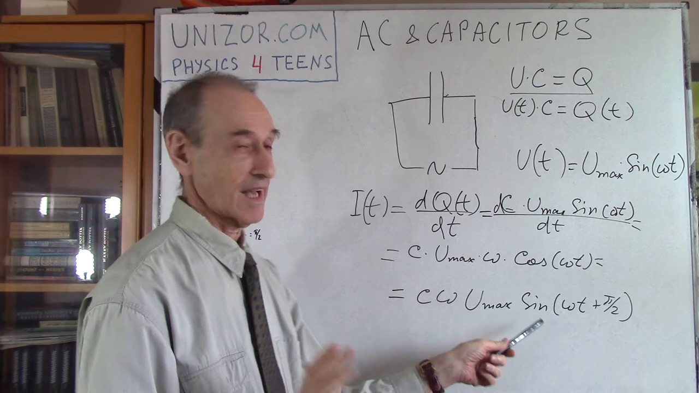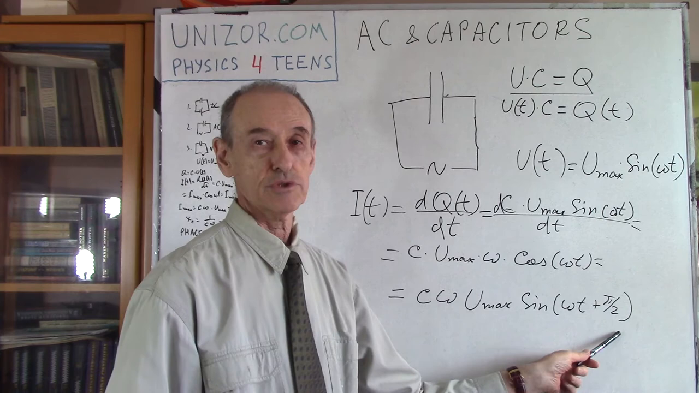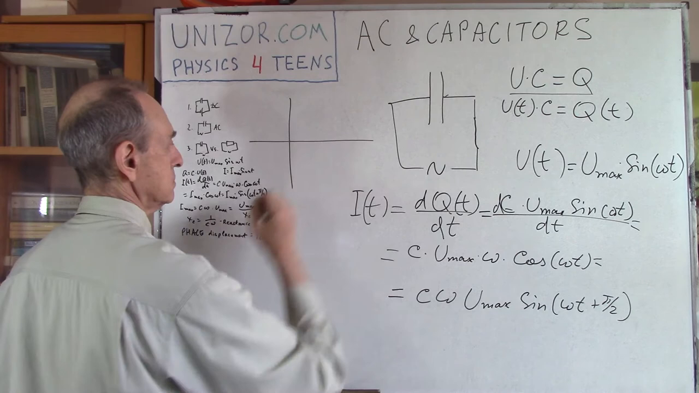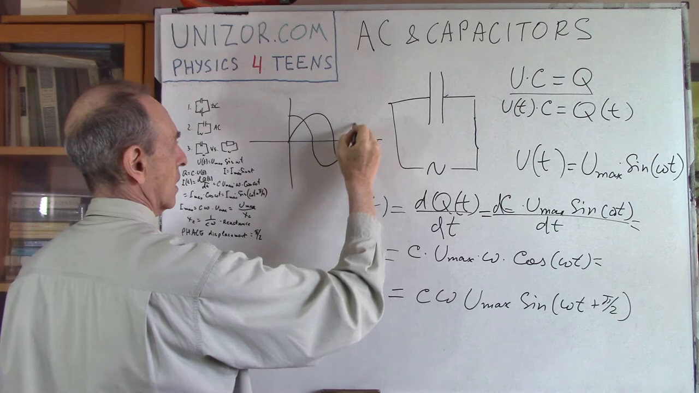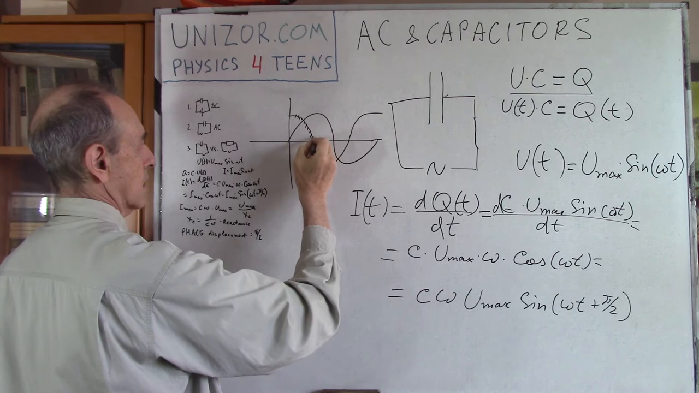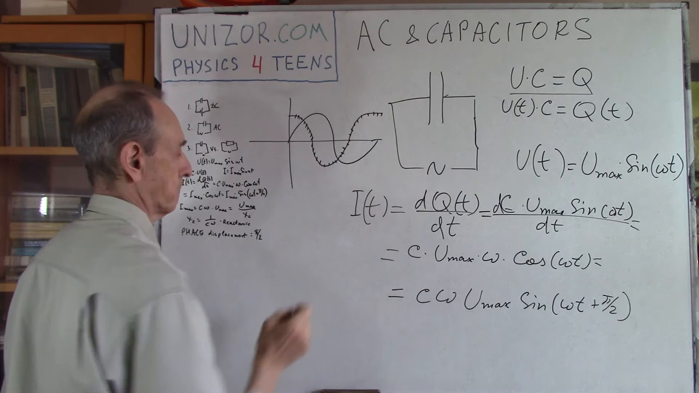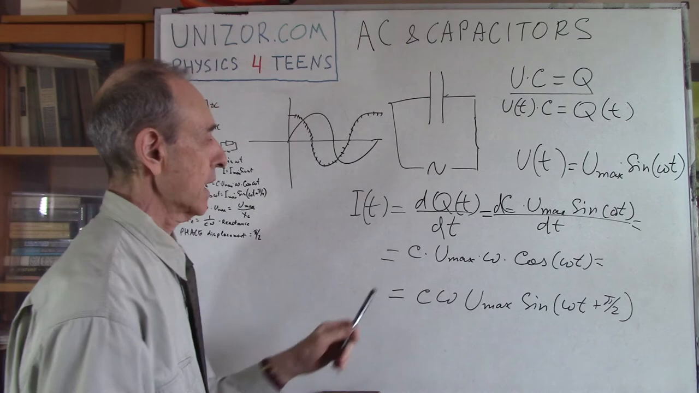You see, this is omega t and this is omega t plus pi over 2. So if you do the graph, this is sine, and now we are shifting it by pi over 2. So this is shifted. What's important here is that my current is shifted.